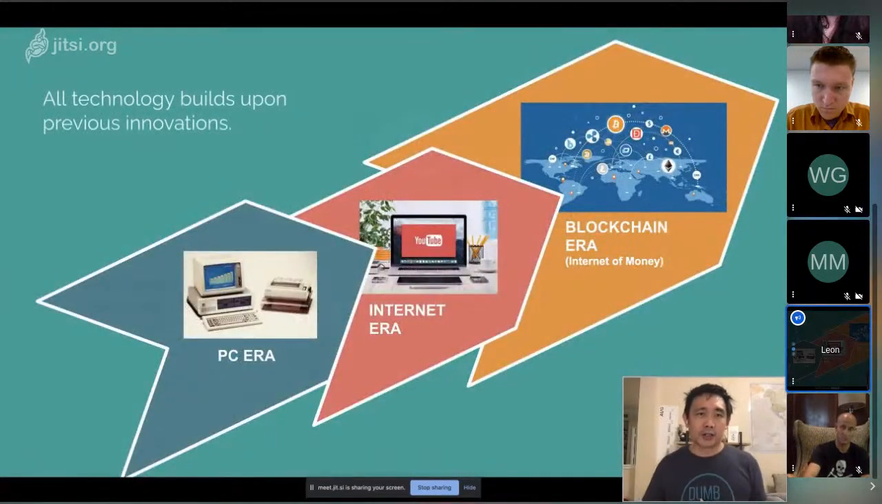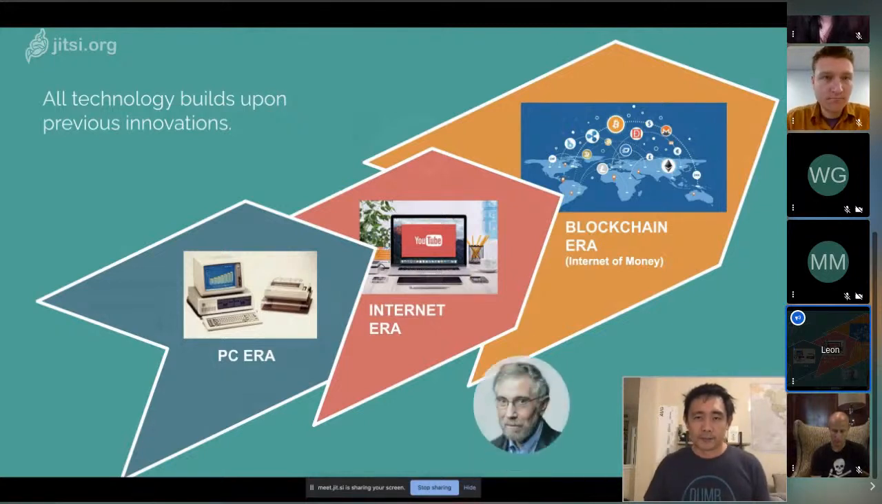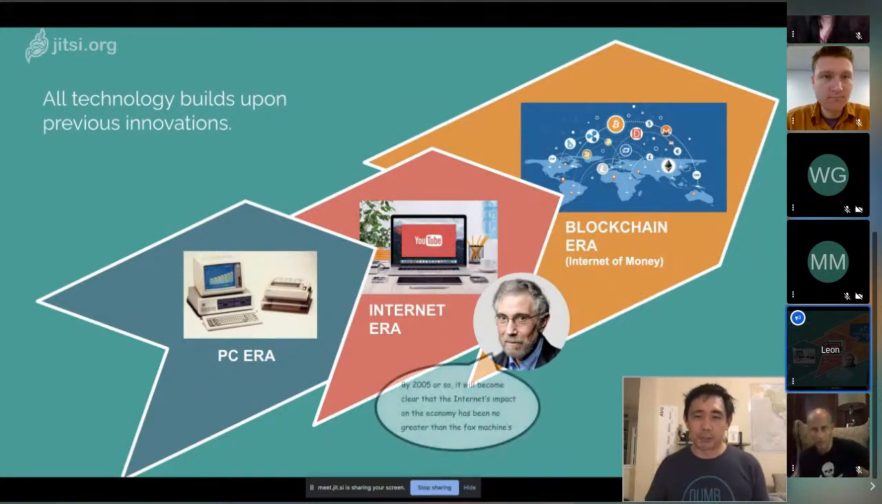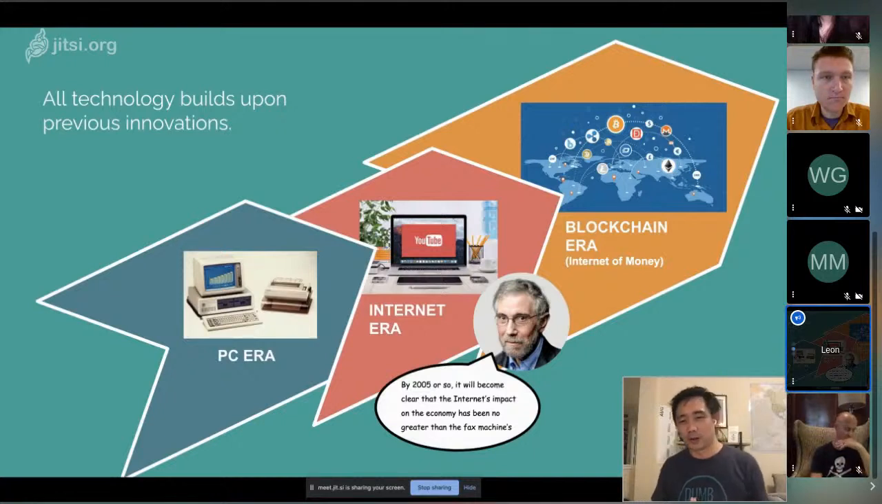And all technology builds upon previous innovations. So we had the PC era, which gave birth to the internet era. And now we're seeing a new internet of money take place in the past 10 years, and it's only growing. And innovation, by the way, is hard to spot when you're on the ground level and it's just forming. This is a quote from Paul Krugman, an economist, that by 2005, it will become clear that the internet's impact on the economy will be no greater than that of the fax machine. So he was clearly wrong.